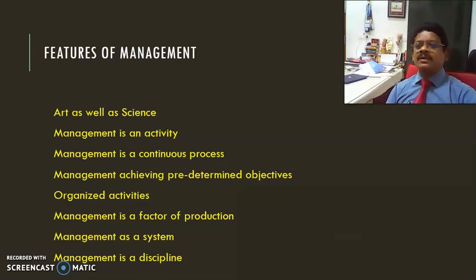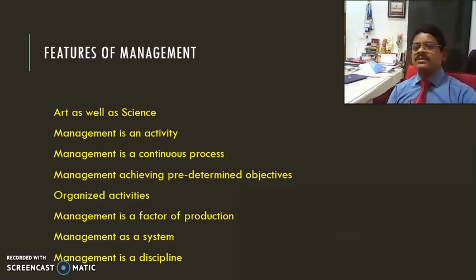Then management achieves predetermined objectives. You can see that it deals with, well in advance, the planning and deciding and determining what we are going to do, what we are going to achieve. That is one important aspect of management. Then you will find in management very organized activities, right? Organized activity in the sense is well determined, well in advance. One has to think what we are going to do. In that way, you can see that management is very organized, right?